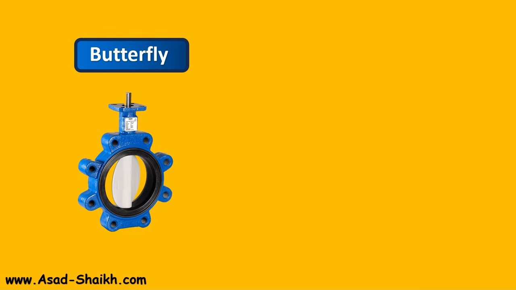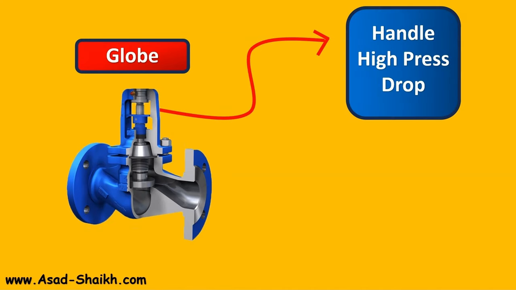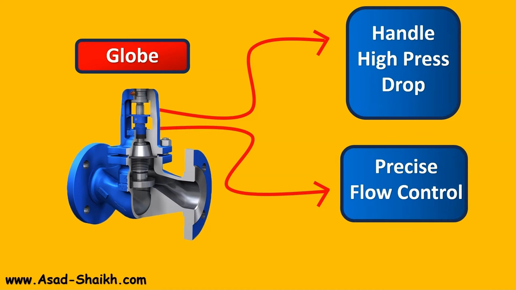This will help you answer the question we had initially asked in the video: even if a butterfly valve is so good, why is a globe valve still used? Because it can handle very high pressure drop, and also it has very precise flow control. That is the reason that in quite a lot of places you might see globe valves being the preferred choice for control valves compared to a butterfly valve.